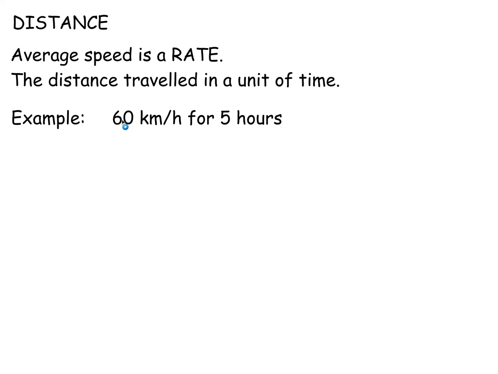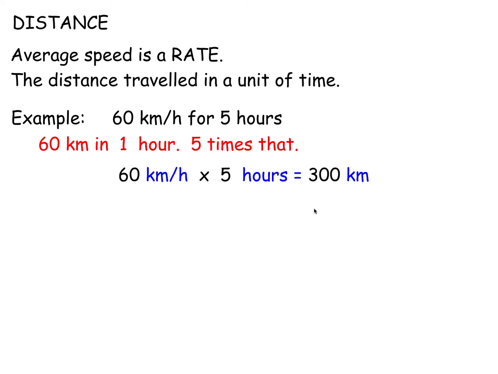So here, speed 60 kilometres in 1 hour. You travel for 5 hours. Well, you're going to go 5 lots of 60. So for 5 hours, it's 5 times what you do in 1 hour. So it's 5 times 60. In other words, speed multiplies time. So to get the distance, you multiply speed and time. D equals S times T. Always I'll write it, D equals ST. So to get the distance, you multiply speed and time.